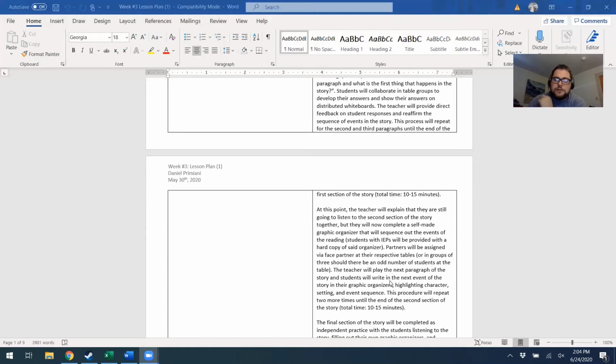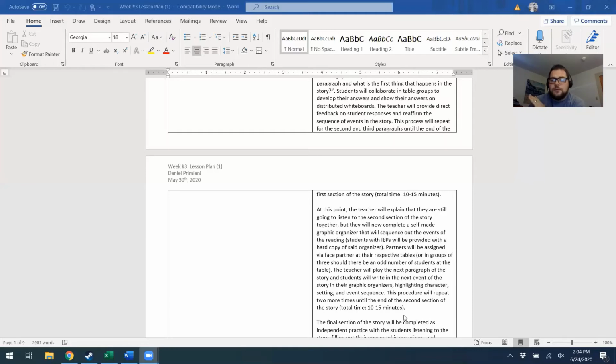Teacher will play the next paragraph of the story. So we're going to be going paragraph by paragraph. Still at this point, the story is being read out loud to the class. It's being projected on the board. Students will write the next event of the story in their graphic organizers, talking to their partner, making sure that they have the right character, the right setting, event sequence. You repeat this 2 or 3 more times until the end of the section of the story. It's about 10 to 15 minutes.